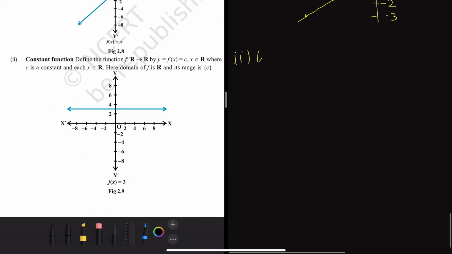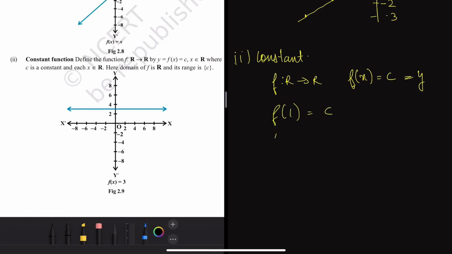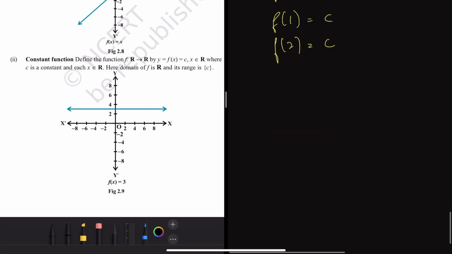So again, the name suggests that no matter the change in the value of x, the value of y will remain constant. So this function can be defined like this: f of x is equal to any constant value c, no matter what we input. So f of 1 will also be c, f of 2 will also be c. So it doesn't change with the value of x.